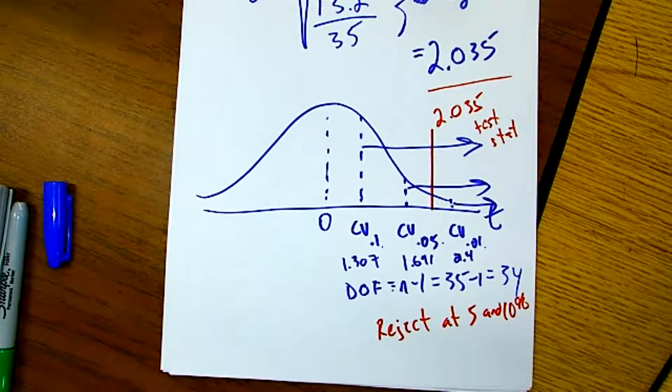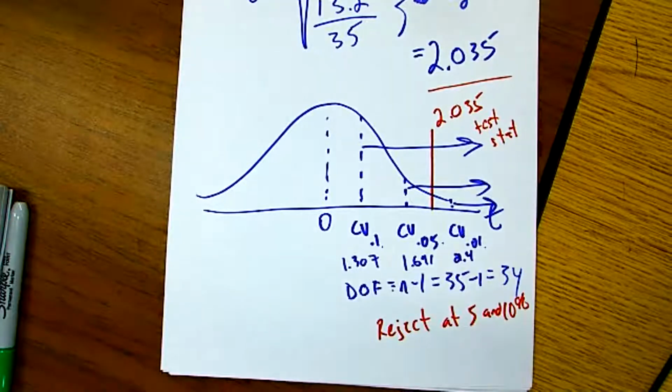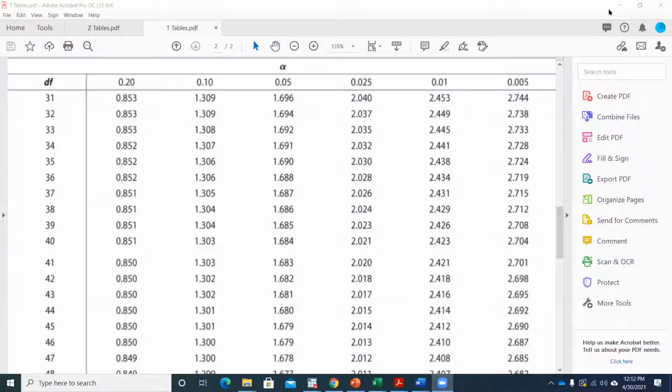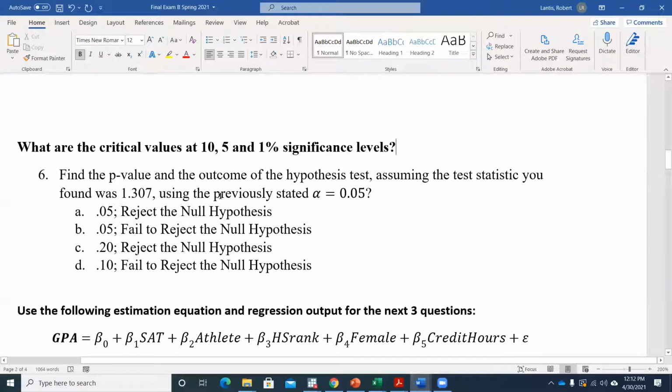Okay. Any questions over anything there? Okay, I think the next question, what is it going to ask? It's going to ask about the p-value. So assume that you found this test statistic to be 1.307, at an alpha of 0.05. What's my rejection decision and what's the p-value?